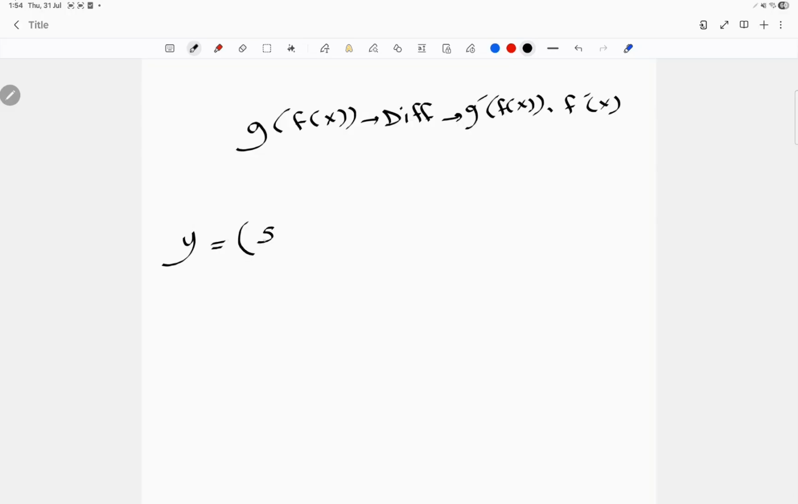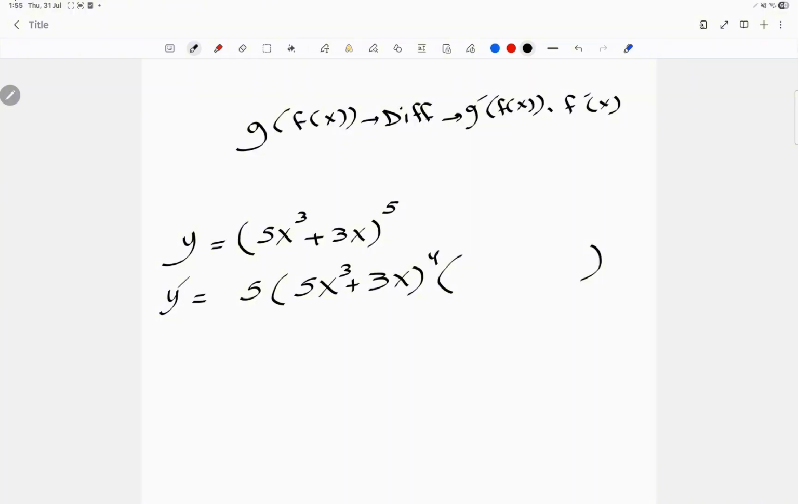y is equal to (5x cubed plus 3x) to the power of 5. Find the y prime, please. The 5 goes down, becomes a 4 as a power, times the derivative of the inside. So please differentiate the inside. Exactly. Excellent. Let's do something else now.